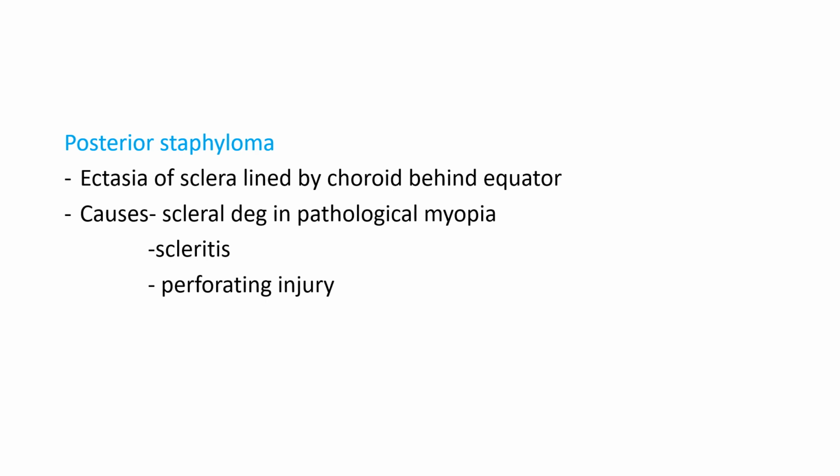For any staphyloma, it is usually an ulcer or a perforating injury or scleritis or pathological myopia. So just keep in mind these four things: corneal ulcer, trauma or perforating injury, scleritis, and myopia. Thank you.